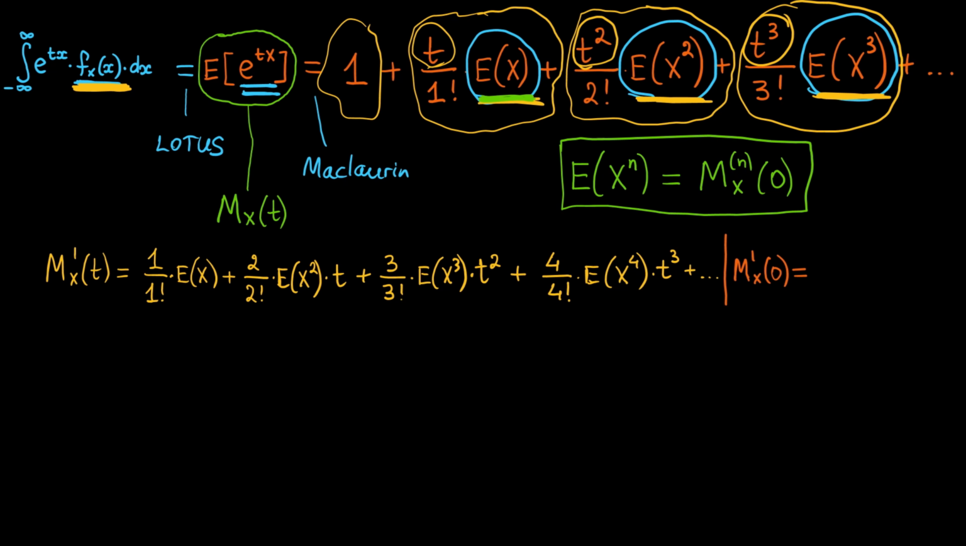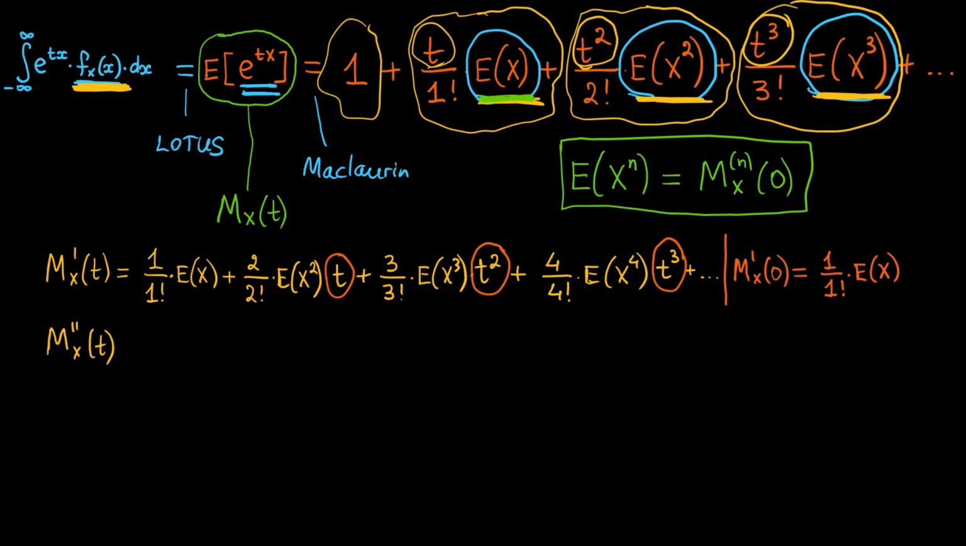And let's evaluate this first derivative of the moment generating function at 0. And what do we get? Well, we need to replace t with 0, and we see that all the terms except for the first one will drop, and we're left with just the first term, which is 1 over 1 factorial times the expected value of x.